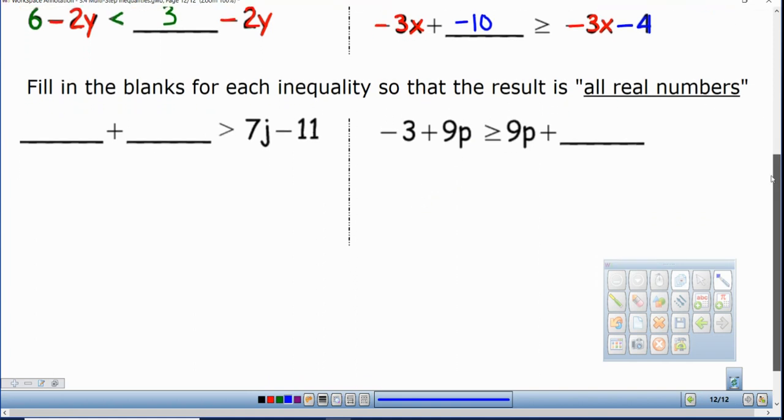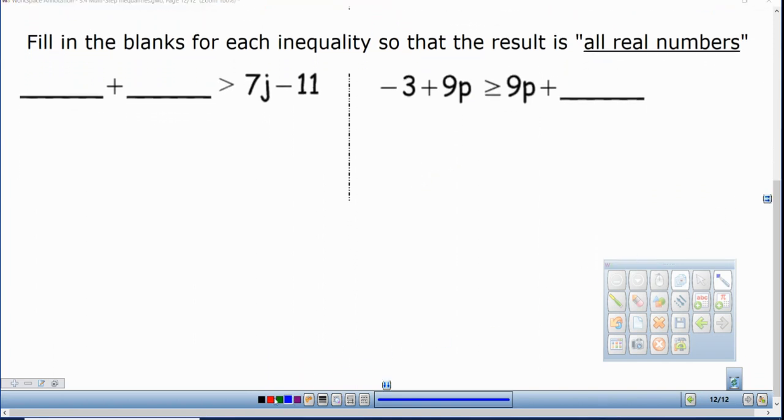So in the next set, though, we are asked to find an all real numbers situation. So we have 7j on the right side. Well, in order to cancel that out, I would have to have 7j on the left side. And I need to pick something that actually is greater than negative 11 here. And I can just pick 5.